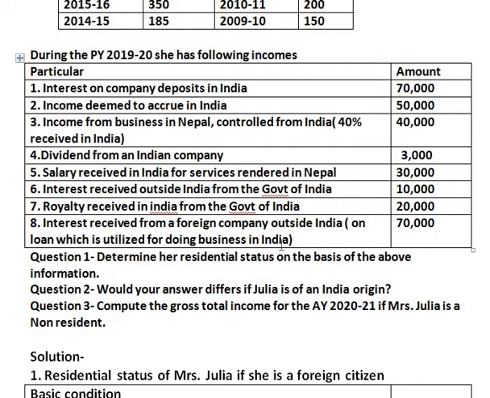You are asked 3 questions. Number 1, determine her residential status on the basis of the above information. Question 2, would your answer be different if Julia is of Indian origin? Question 3, compute the gross total income for the assessment year 2021 if Mrs. Julia is a non-resident. So first, we have to determine the residential status if Mrs. Julia is a foreign citizen.